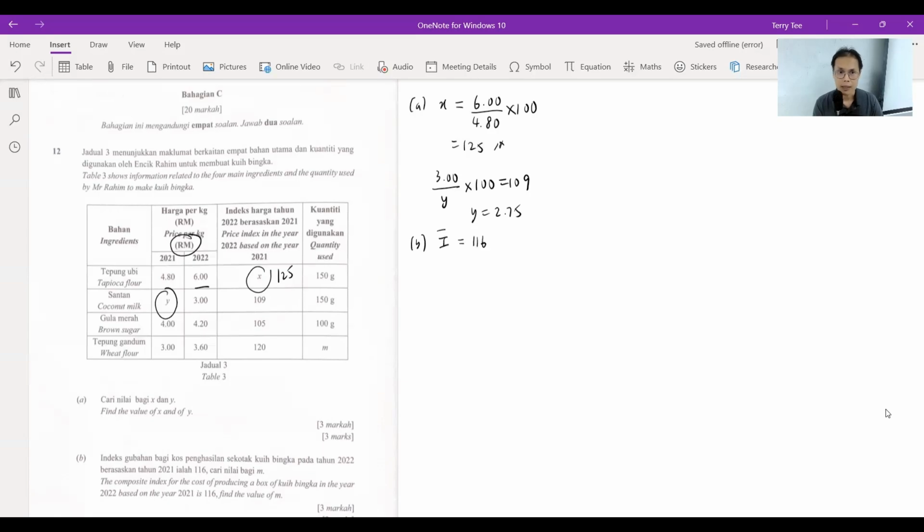We can calculate by taking the price index, multiply with the individual weightage. The first weightage is 150. Second one, 109 times 150. Third, 105 times 100. Next, 120 times M. Divide by your total weightage, 150 plus 150 plus 100 plus M. The result is 116. So add together.